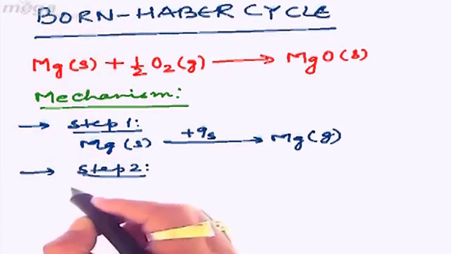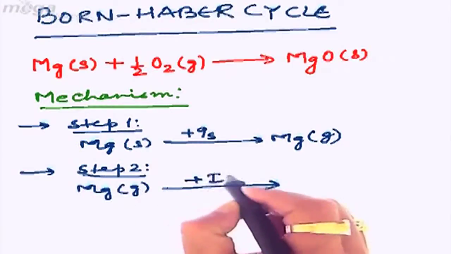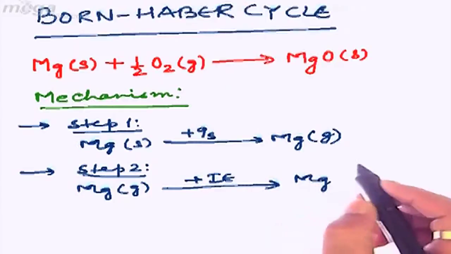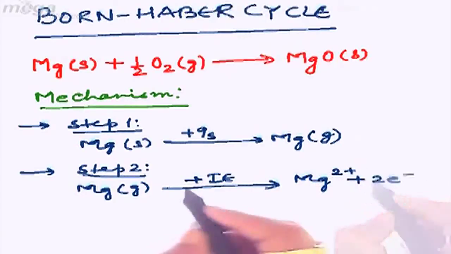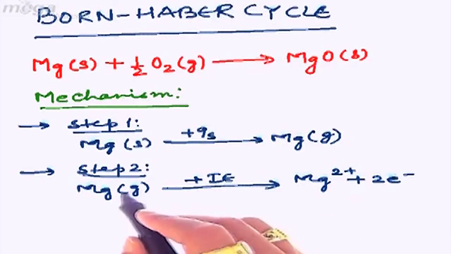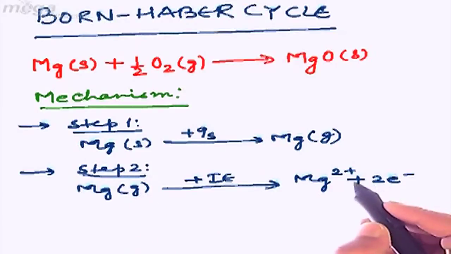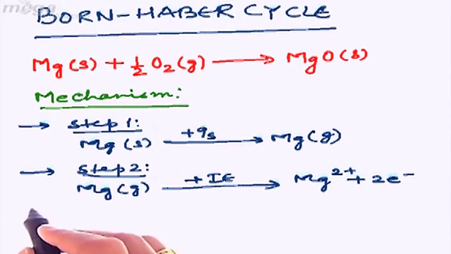In step 2, the magnesium gas, when provided with ionization energy, is converted into Mg2+. Once we provide ionization energy to magnesium, the 2 electrons present in the valence shell of magnesium are excited and come out of the valence shell.